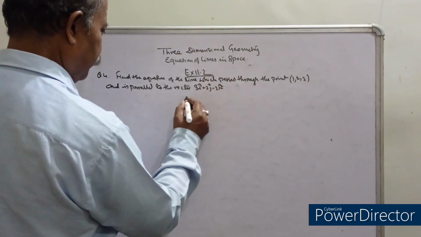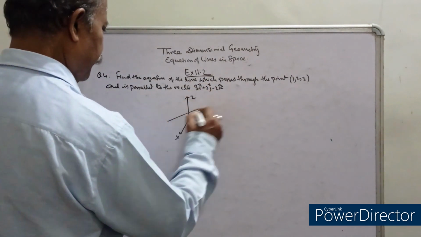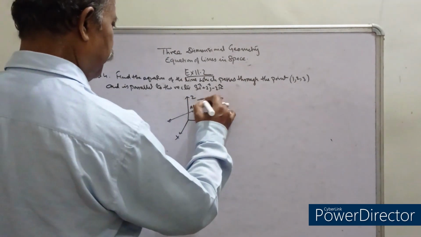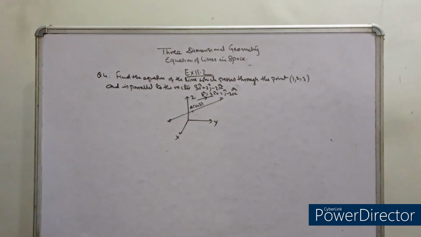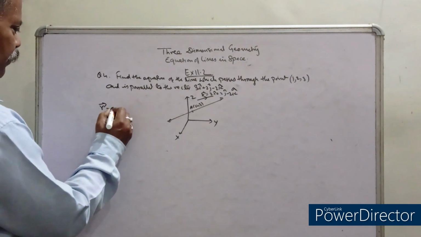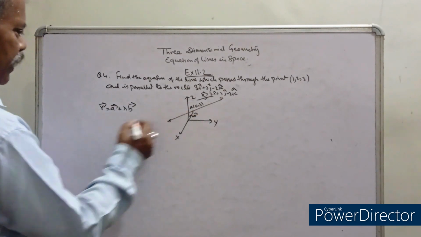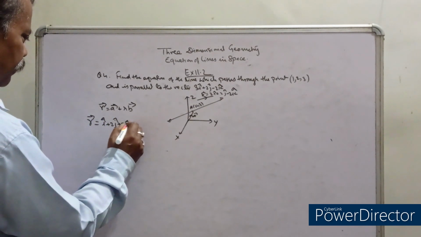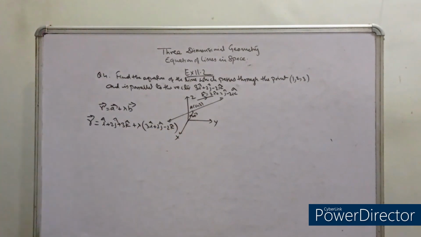Now you see that I am drawing the graph, that is, here this is y, this is x, and this is z. Passing through this point here, this is the point, that is A 1, 2, 3, and this vector is parallel to this B vector, and this B vector is 3 i cap plus 2 j cap minus 2 k cap. So the equation of the line in vector form will be r vector is equal to a vector plus lambda b vector. So your a vector is the position vector, that is i cap plus 2 j cap plus 3 k cap, plus lambda, and b vector is 3 i cap plus 2 j cap minus 2 k cap. So this is your answer in vector form.